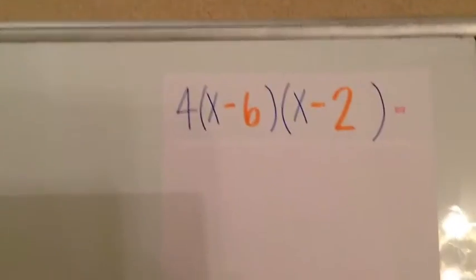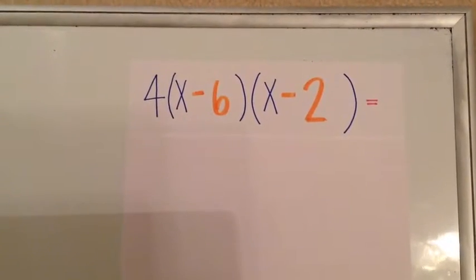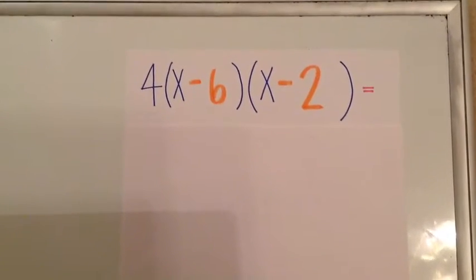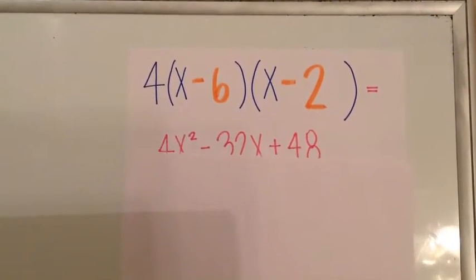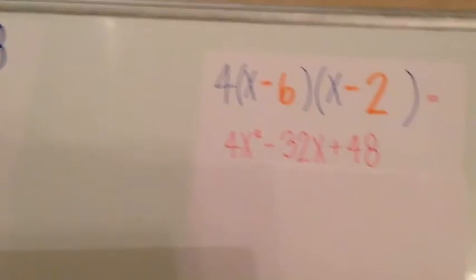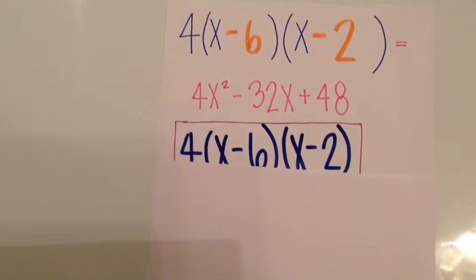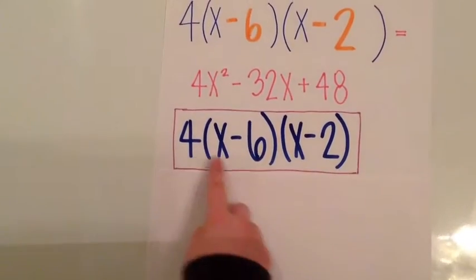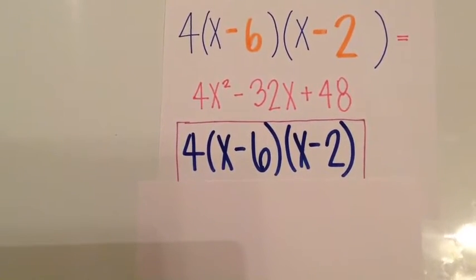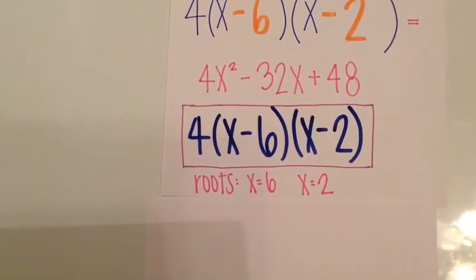So over here, you can see that we remember to add the 4, and you plug in those two numbers, so it's 4 times x minus 6 times x minus 2. And when you multiply all those out together, you do get back to the original problem, which is 4x squared minus 32x plus 48. And so we know that that is our final answer, 4 times x minus 6 times x minus 2. So our roots are x equals 6 and x equals 2.